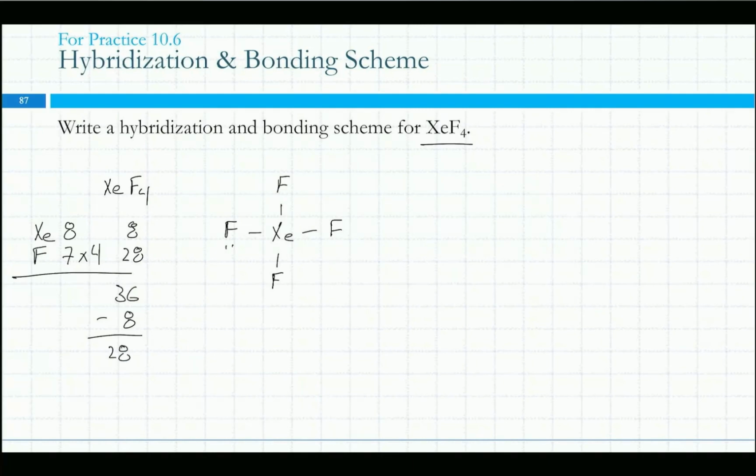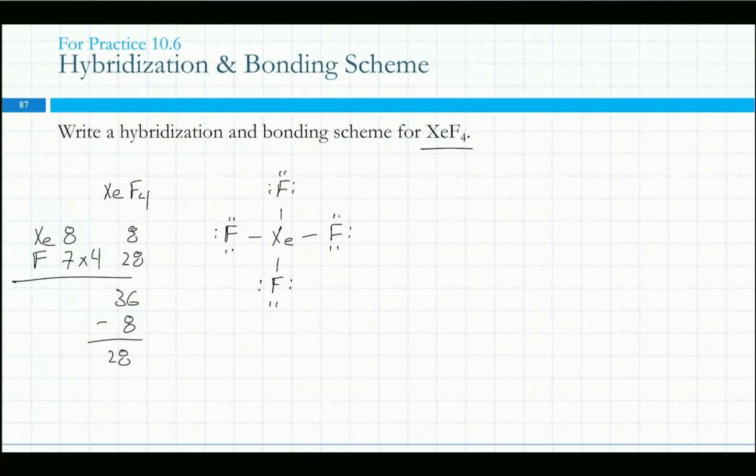So we go 2, 4, 6, 8, 10, 12, 14, 16, 18, 20, 22, 24. And I have 2 more pairs of electrons that I need to place, and where should I put them? Central atom. Typically, we'll put them off axis like that so we don't confuse them with maybe another bond between the xenon and one of the fluorines.